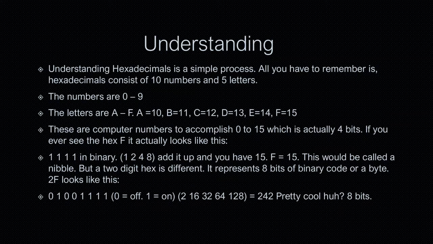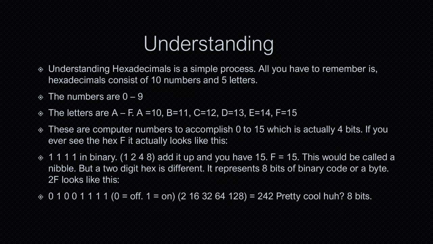0000 represents binary 0, which is actually decimal 0 as well. 1111 represents binary F, which is decimal 15. 2 to the 4th power gives you 16, which means 16 numbers from 0 to 15.